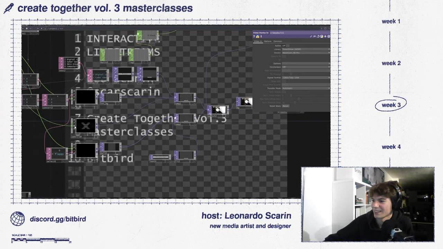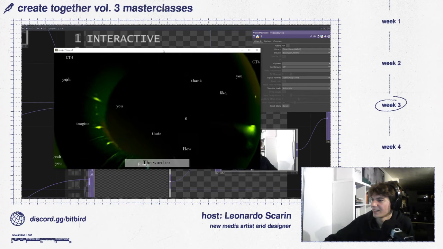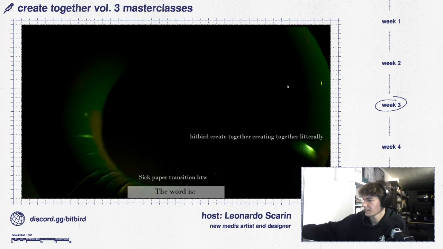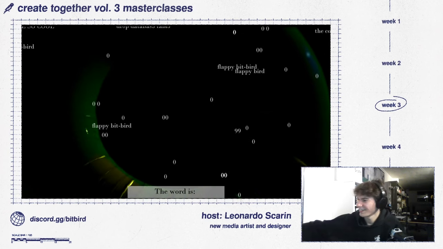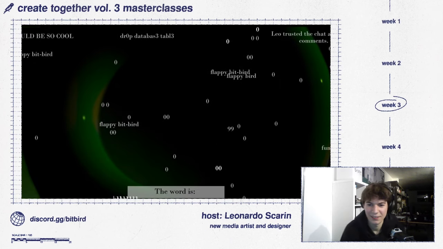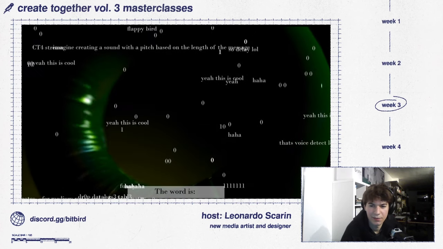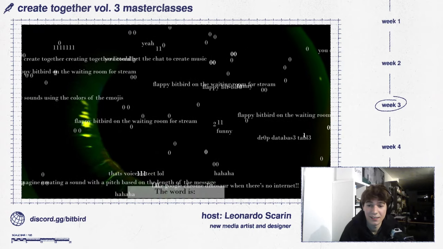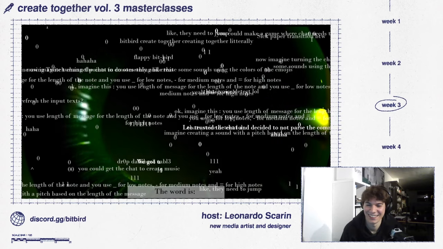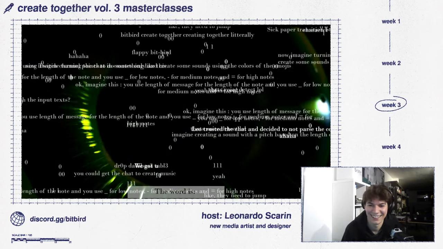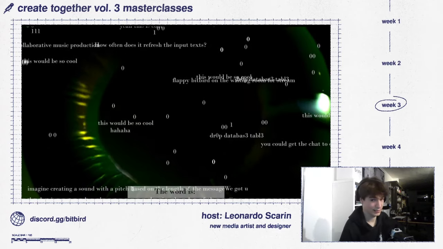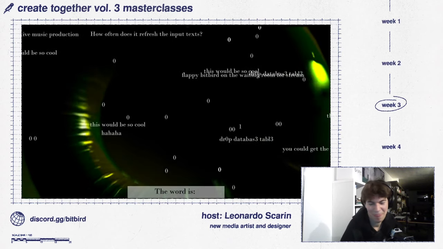Let me go back to this actually. So something like this, for example, can become collective poetry. Look at how many ones and zeros here. He used length of message for the length of the note, and used different characters for low notes, middle notes, and equal for high notes. Google Chrome dinosaur when there's no internet, exactly. Wow. A lot of ideas here. Just made me instantly want to work on this for Create Together Volume 4. Yes! Do that. If you need any assistance, let me know.